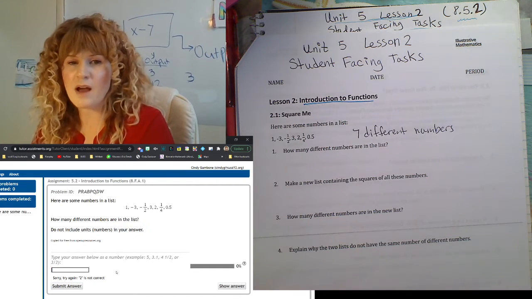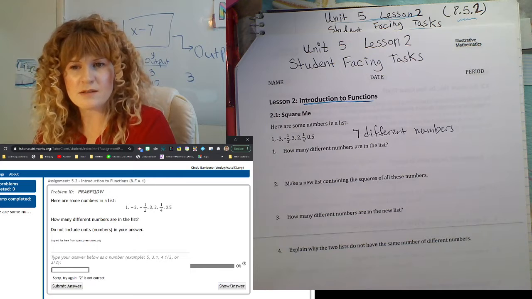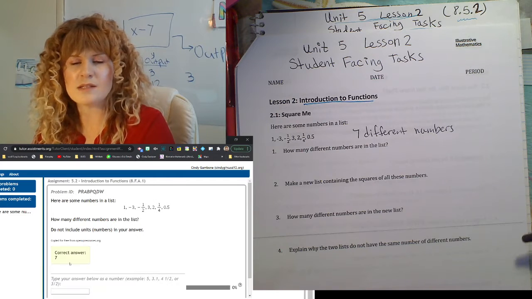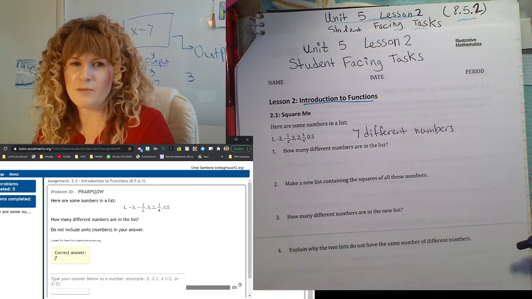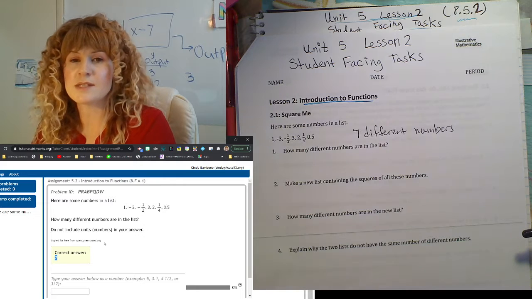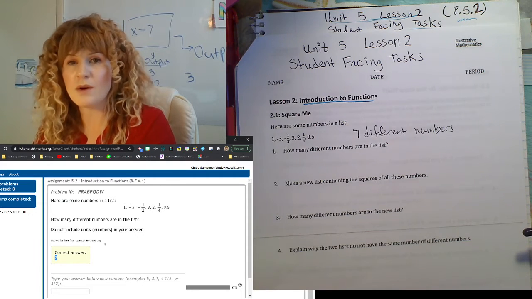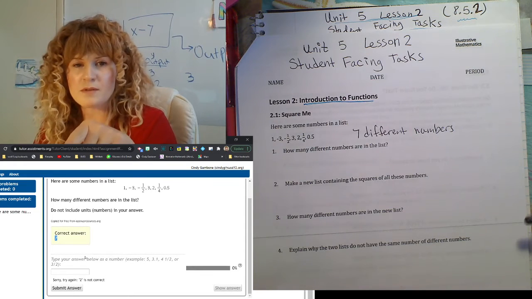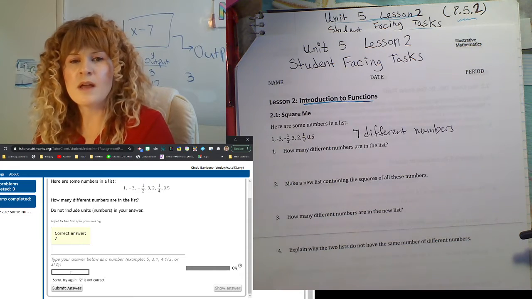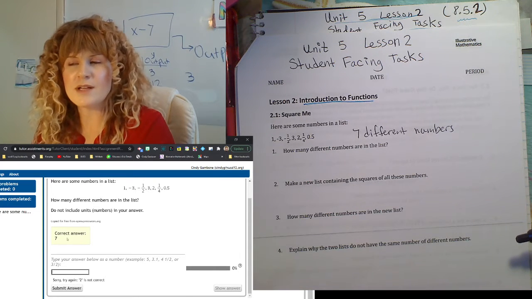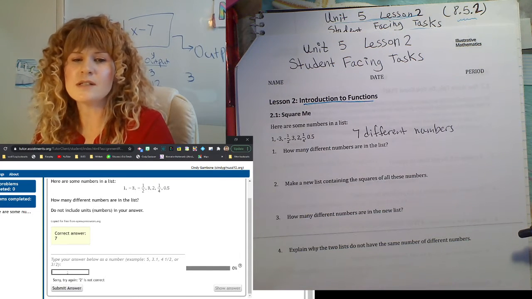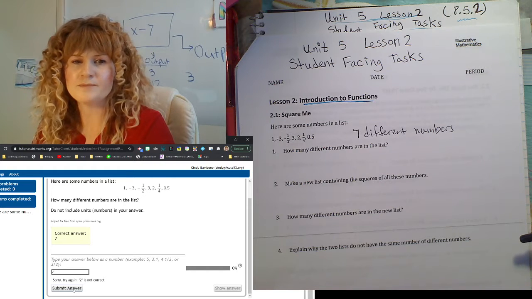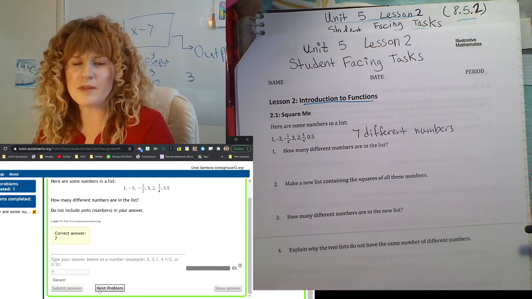If you really cannot figure out what the correct answer is, you can click Show Answer and it'll give you the help that you need. The correct answer is 7. Now you already know that because we did it together. I circled them on the screen. You saw that there are 7 different answers. Even after it tells you the answer, you still have to type it in correctly to go to the next problem.